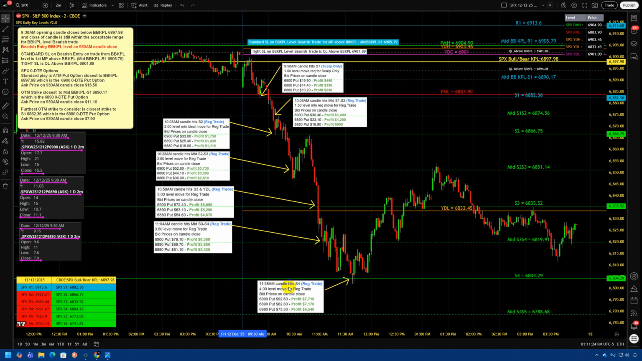On this 11:38 continuing candle here on the downdraft, it hits the S4. That's now a 4 level move in our favor. Bid prices on the candle close: 6,900 put now 92.60, profit 7,710 per option. 68.90 put 82.80, profit 7,170 per option.